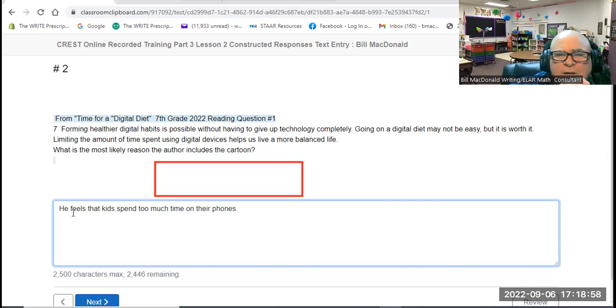And so, why did I say too much time? Because based on that last paragraph, you can see that he's trying to encourage the reader, in this case, kids, to not spend so much time using digital devices. And so, since the specific digital device that was being used was a phone, based on that picture, he's doing an extreme of saying probably too many kids spend too much time on their phones.